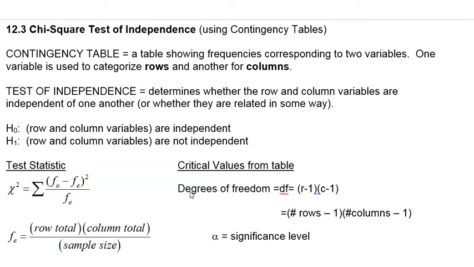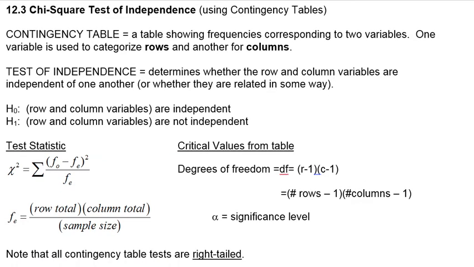The other difference, as I mentioned, is our degrees of freedom. Instead of categories minus 1, because we have two sets of categories, it's the first set of categories, our number of rows, minus 1, times our second set of categories, our number of columns, minus 1. Alpha is still the significance level, still typically small values. One thing that's the same as with our goodness of fit test is that these are all going to be right-tailed tests.